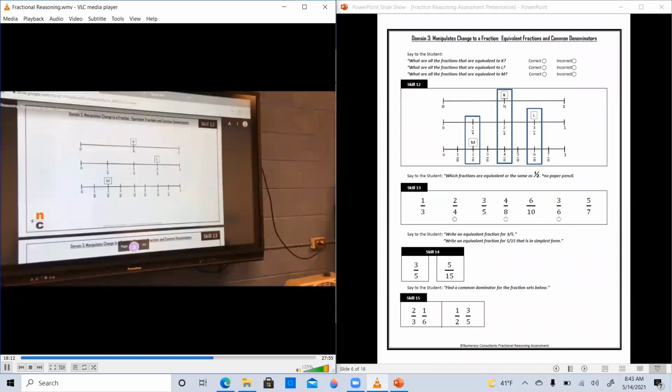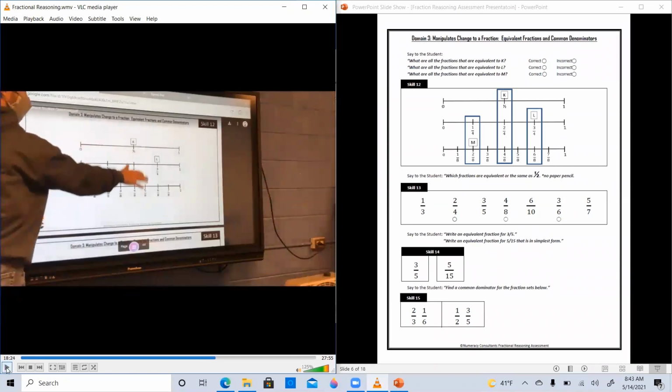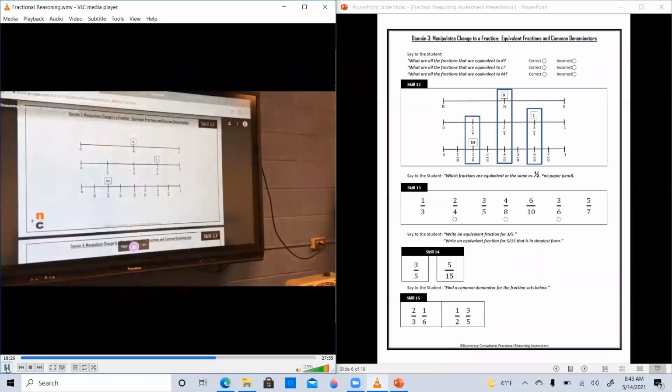1/4. So 1/4 could be there, then half, then 3/4, then 1 whole. Okay, so do you see point k right here? I want to know which fractions are equivalent to point k, or the same. Though he's kind of talking about it, he didn't really explain the answer to the question.